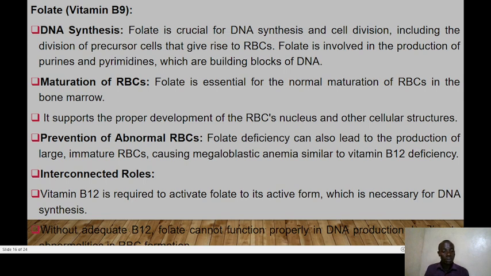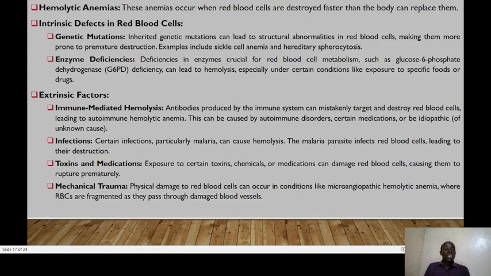So without B12, folate cannot be properly used in DNA synthesis and cannot function properly, leading to abnormalities in RBC formation. Hemolytic anemia. This type of anemia occurs when red blood cells are destroyed faster than the body can replace them. And it's caused by a number of factors.